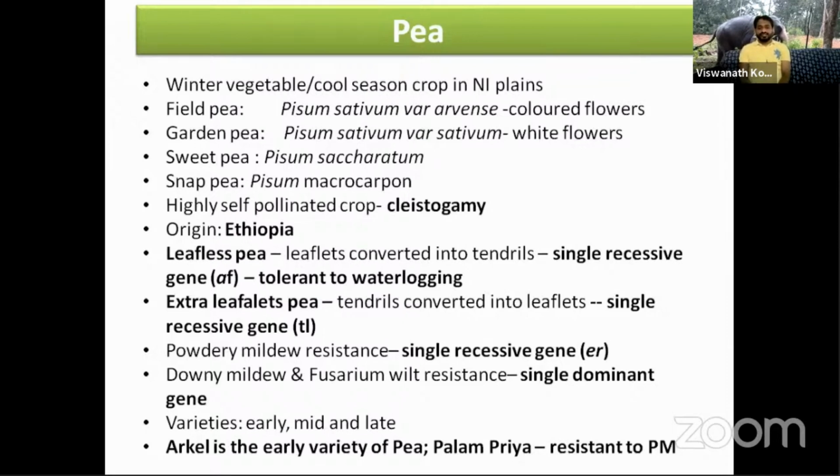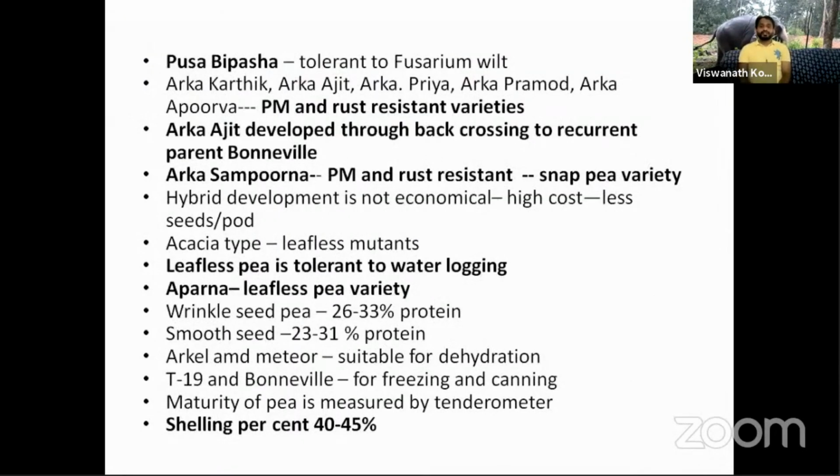There are three types of varieties in pea: early varieties, mid varieties, and late varieties. Just go to any textbook and see what the early varieties are. Important ones only. No need to memorize all the variety names. Arkel is the early variety of pea, and Palam Priya is a recent one, six to seven years ago. Palam Priya is resistant to powdery mildew. Pusa Bipasha is tolerant to fusarium wilt, and there are some varieties by IIHR also: Karthik, Ajit, Priya, Pramod, and Apurva.